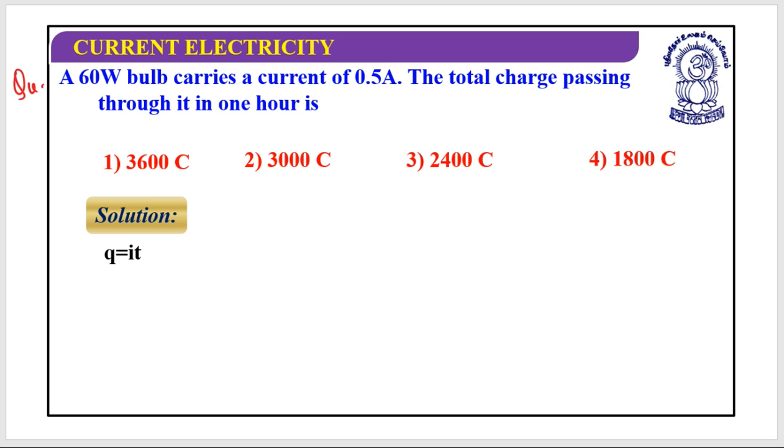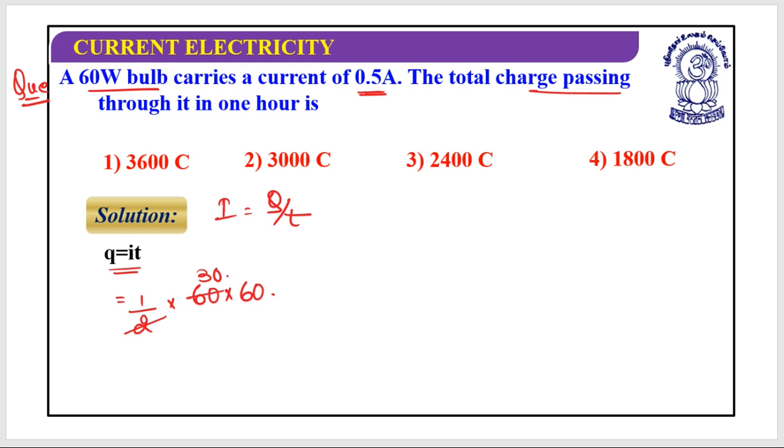What is the data saying? According to the data, a 60-volt bulb carries a current of 0.5 ampere. And what do you need to find out? You need to find the total charge passing through it in 1 hour. So I know I equals Q by T, and from this Q can be written as I into T. The current is 0.5 ampere, which I can write as 1 by 2 ampere, and time is 1 hour, that means 60 minutes multiplied by 60 seconds. So this is 2 into 30 and 30 into 60, it's 1800 coulomb.